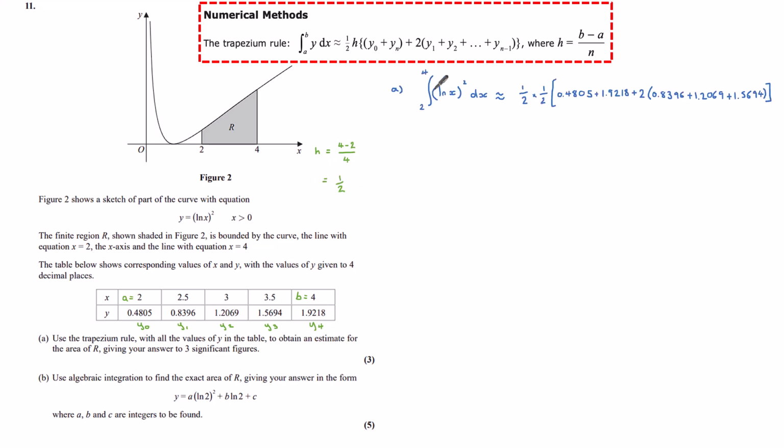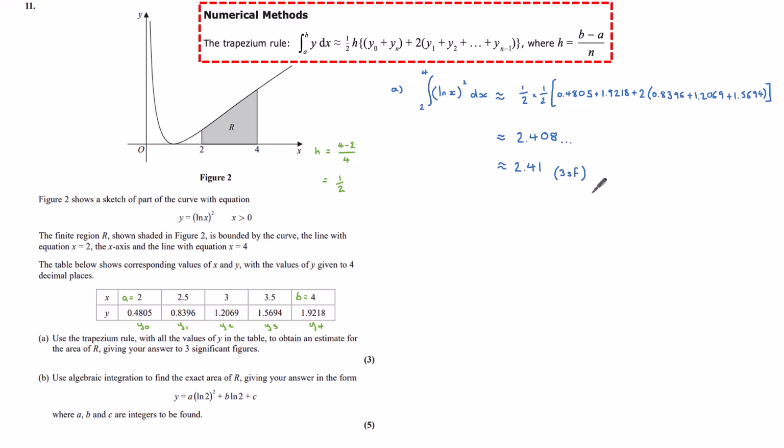So we have our integral of (ln x) squared, which is our y, between the values of 2 and 4, our a and b, is approximately equal to a half times our h, with our y0 and y4 plus 2 lots of our y's in between. Being very careful when entering this onto our calculator gives us an answer 2.408 and so on, which is 2.41 to 3 significant figures.